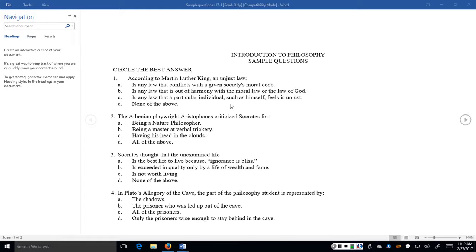This will give you an idea of some of the different types of multiple choice questions I might ask. So this one says, according to Martin Luther King, an unjust law: A is any law which conflicts with a given society's moral code. Anybody have A for that one?